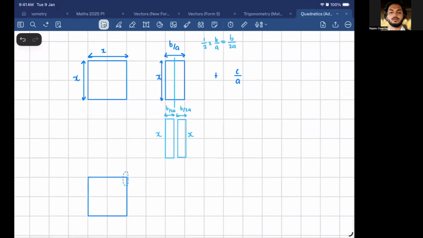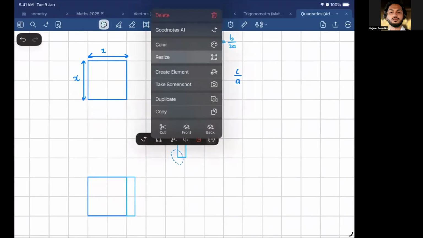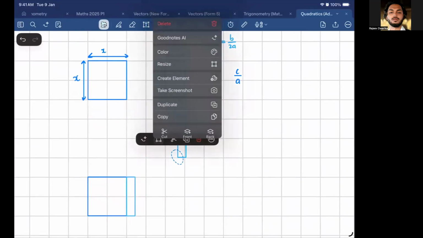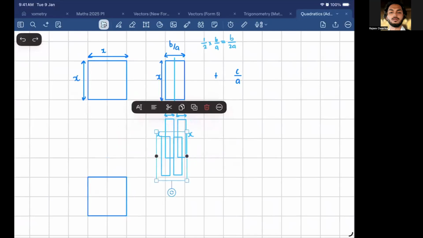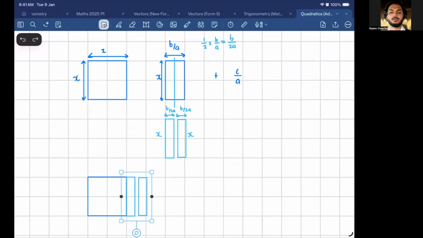You take one half, put it there, and then you flip the other half so it is horizontal and put it at the bottom. Yes, indeed. Okay, great.